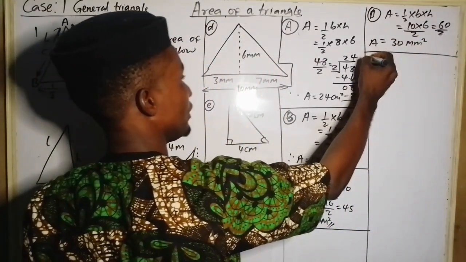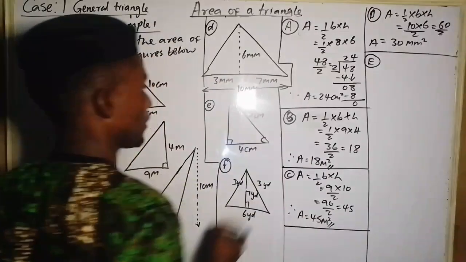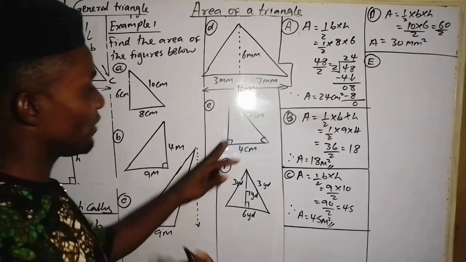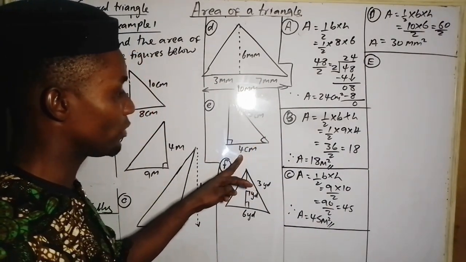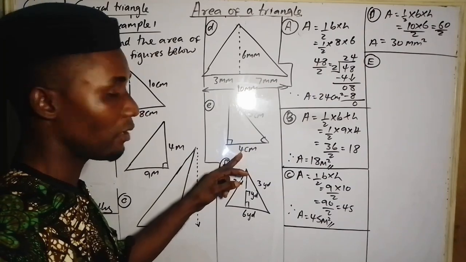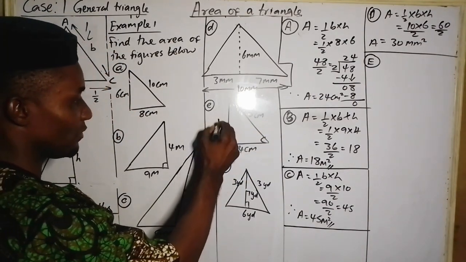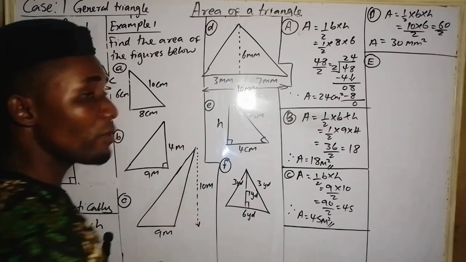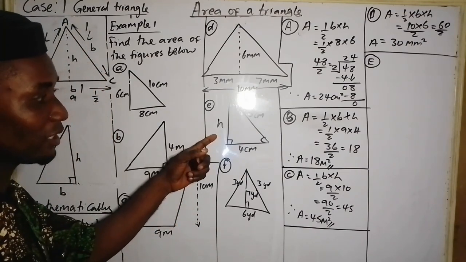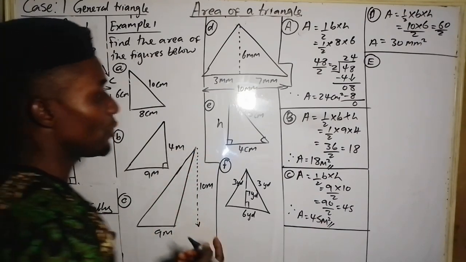Let's solve for E. For E now, we are given the slant height, but we are not given the height, and we have our base here. We have the slant height and the base, but the height is not given. We don't know the height. So before we find the area of this particular shape, we need to find the height first.